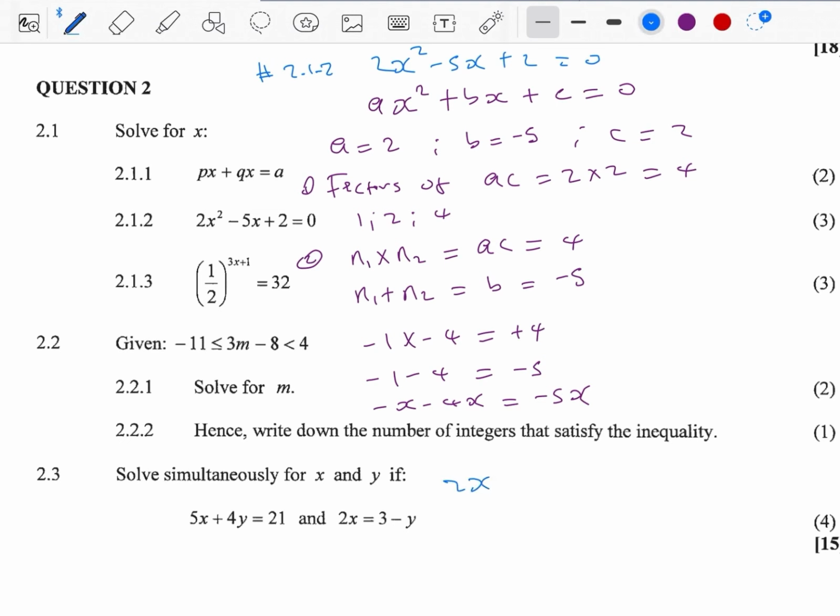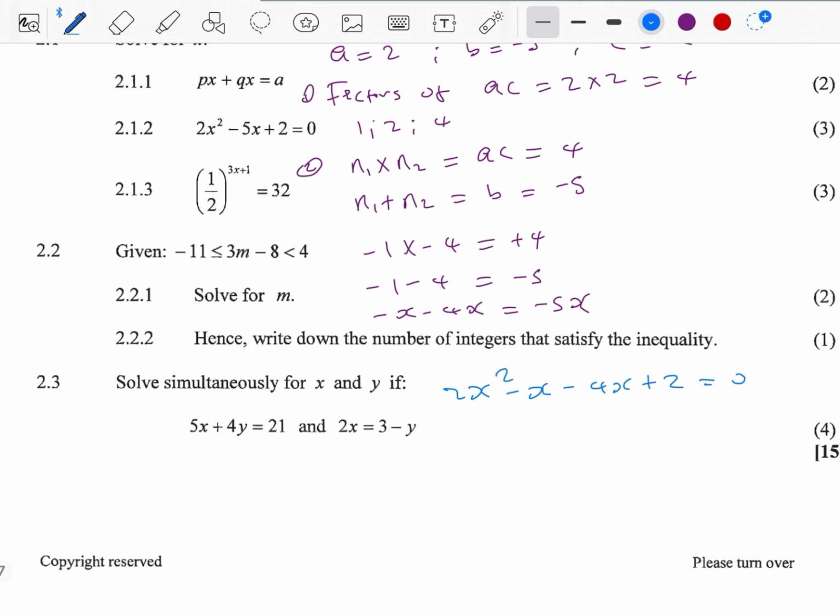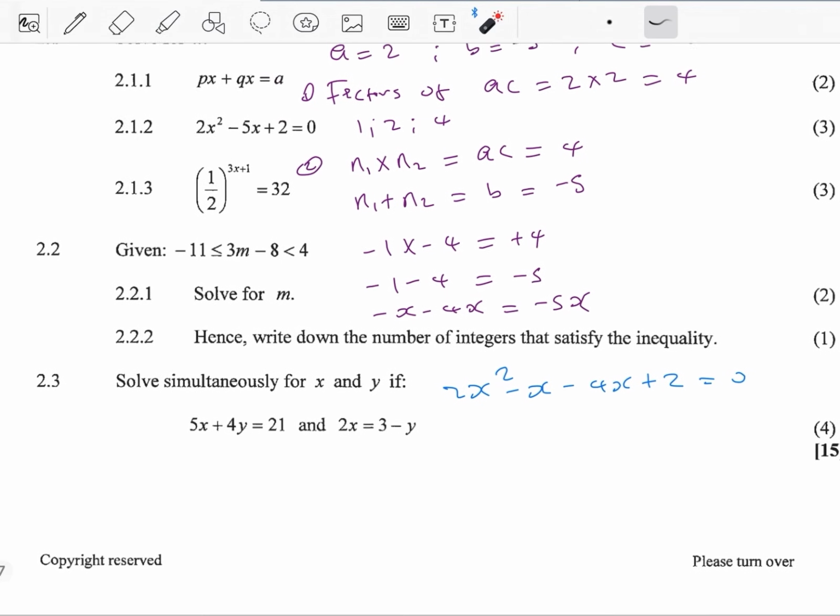So you have 2x squared. Instead of writing -5x, you're going to write -x minus 4x plus 2 is equal to 0. Let me know if you have a question around this. I'm happy to answer. I'm happy to redo this question as well, just to make sure you understand it.